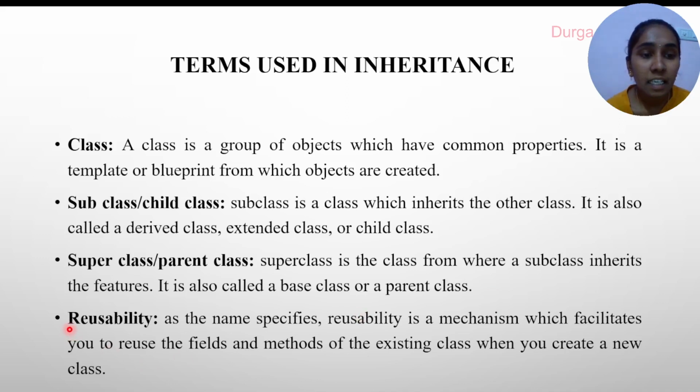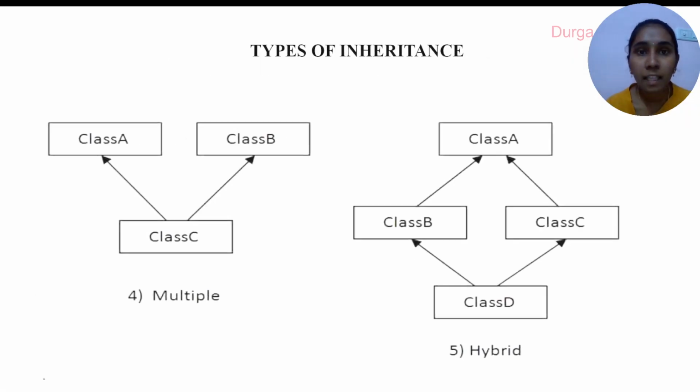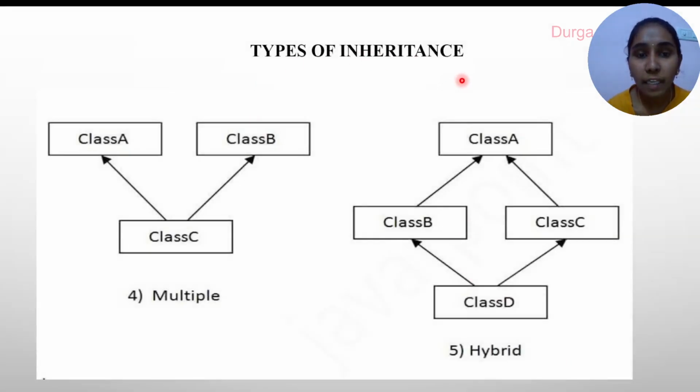The next one is reusability. As the name itself indicates, reusability. It specifies the mechanism which facilitates us to reuse the fields. You reuse the variables and methods of existing classes in new classes. So these are the types of inheritances.